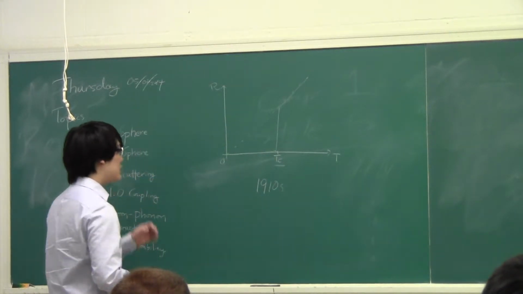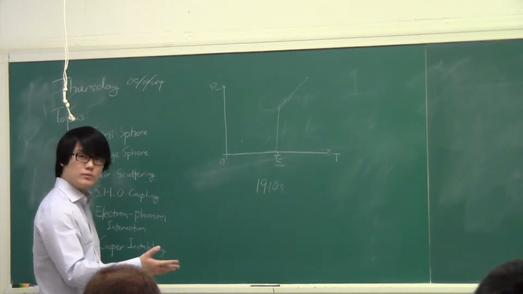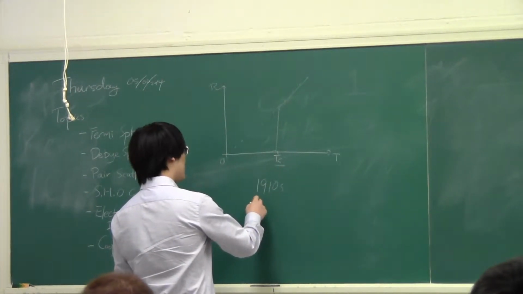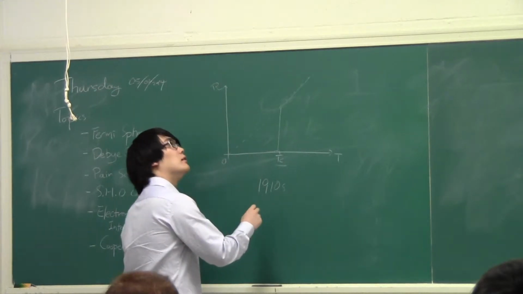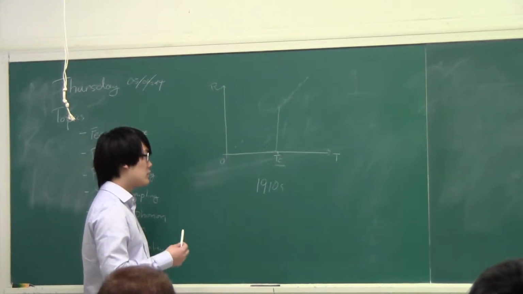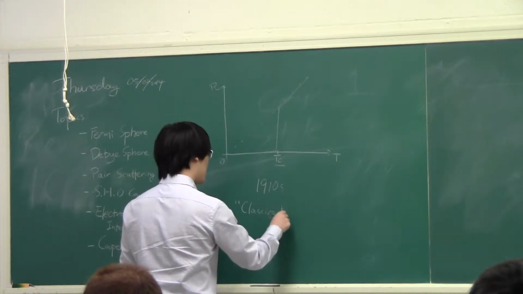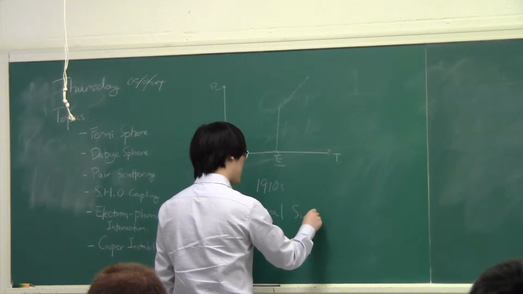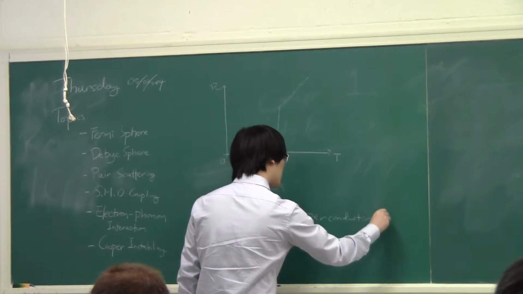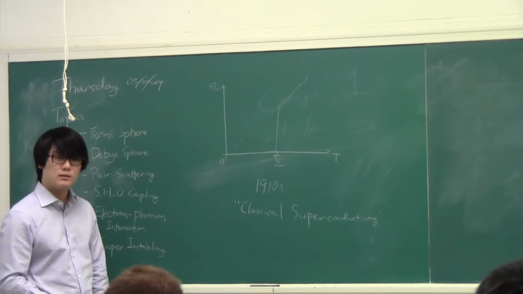And now nowadays for the metals that we're concerned with, which is aluminum, lead, maybe also nickel, yeah, something like that, and some alloys of it. The so-called classical picture of superconductivity, classical superconductivity, okay, this is explained very well by the BCS theory, okay.